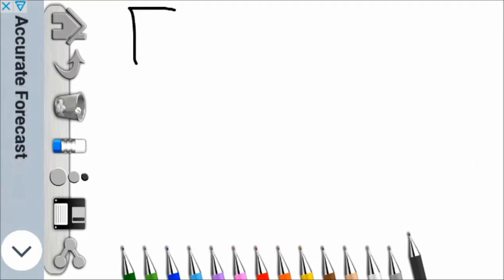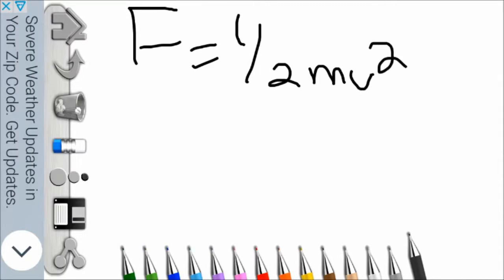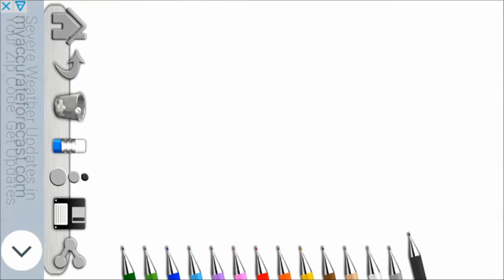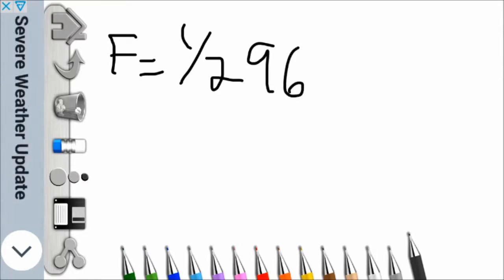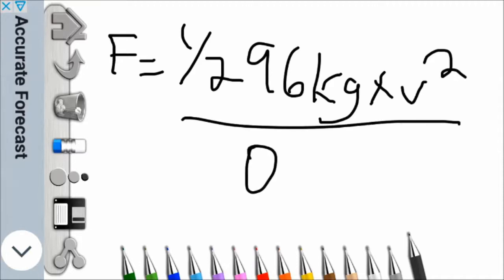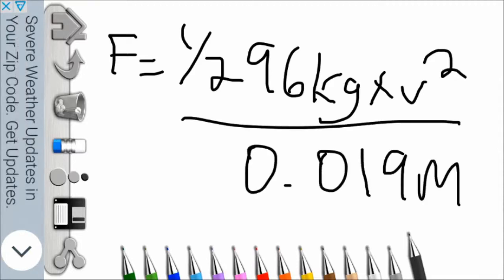The formula for finding the force of a falling object is F equals 1/2 mv squared over s. This means that the force exerted on the falling object is equal to 1/2 of the mass of what is falling multiplied by the square of the velocity that is falling, divided by the stopping distance.